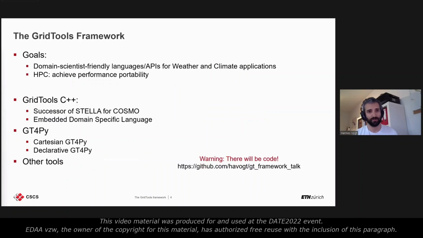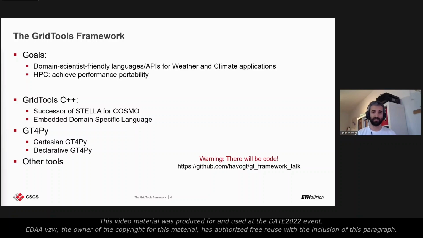So what is the GridTools framework about? From my perspective, there are two main goals. First, it should be a domain scientist-friendly language or API for weather and climate applications. So domain scientist is the climate weather scientist. And at the same time, it should be HPC, so it should run efficiently on different kinds of architectures.